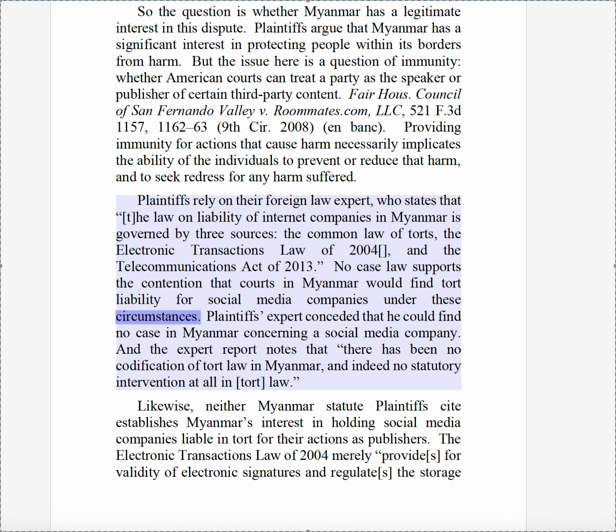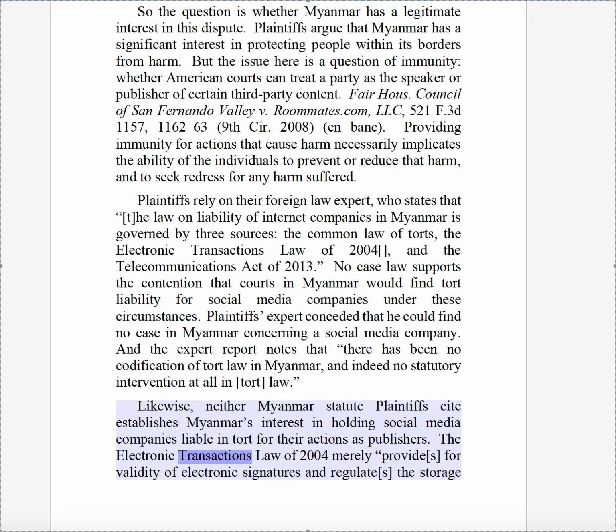No case law supports the contention that courts in Myanmar would find tort liability for social media companies under these circumstances. Plaintiffs' expert conceded that he could find no case in Myanmar concerning a social media company, and the expert report notes that there has been no codification of tort law in Myanmar, and indeed no statutory intervention at all in tort law. Likewise, neither Myanmar statute plaintiffs cite establishes Myanmar's interest in holding social media companies liable in tort for their actions as publishers.